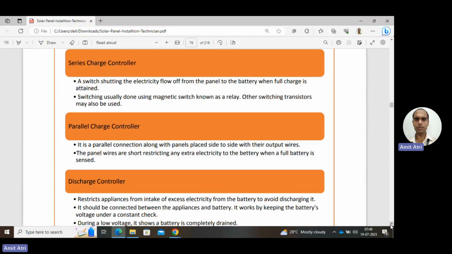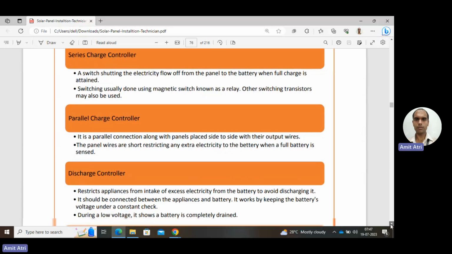The next one is the parallel charge controller. This parallel charge controller is connected along with the panels, placed side to side with their output wires. So they will not open circuit, they will short circuit. The series charge controller will open circuit, it will open the series path. This parallel charge controller, as it is connected in parallel, will short the path. So charge will not go to the battery. Instead, it will flow through this parallel path.